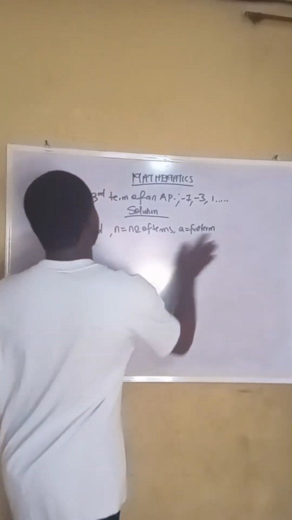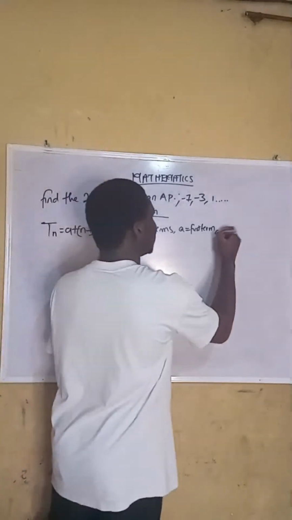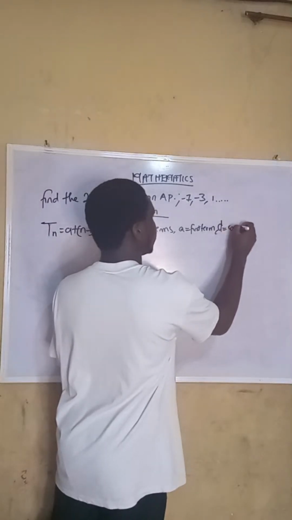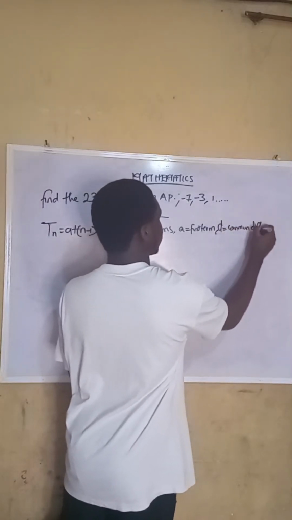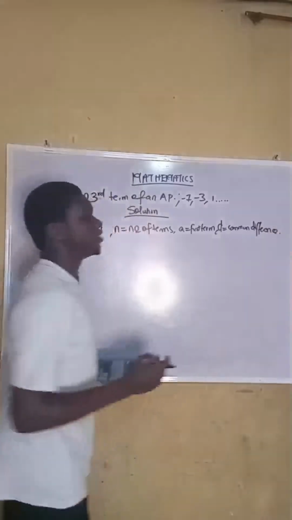All right. You have a, the first term, and we have d. d is the common difference, right? The common difference. d is the common difference.